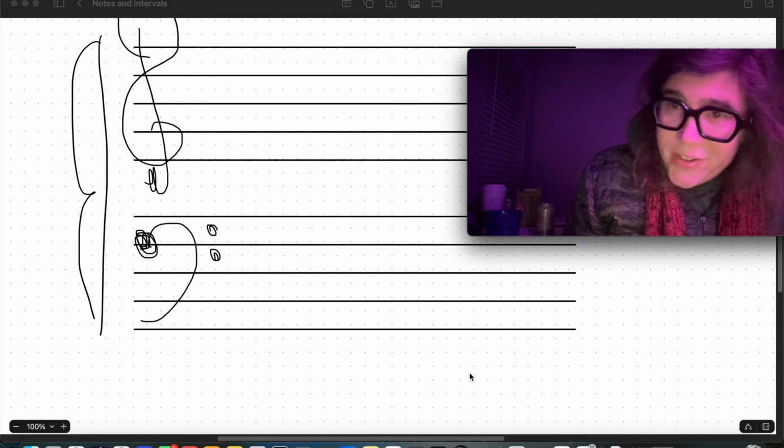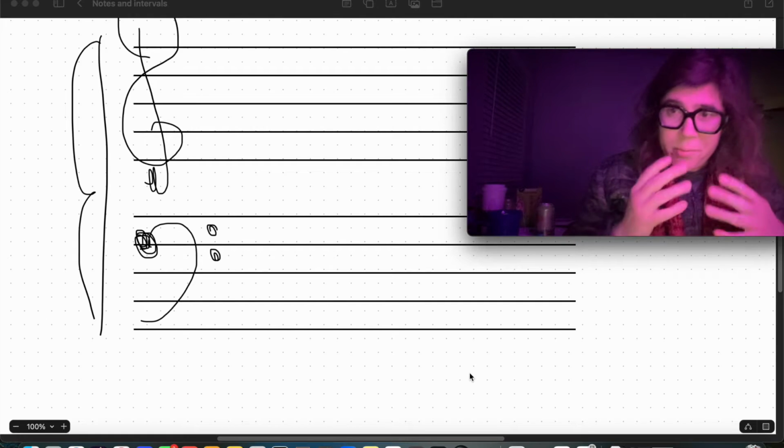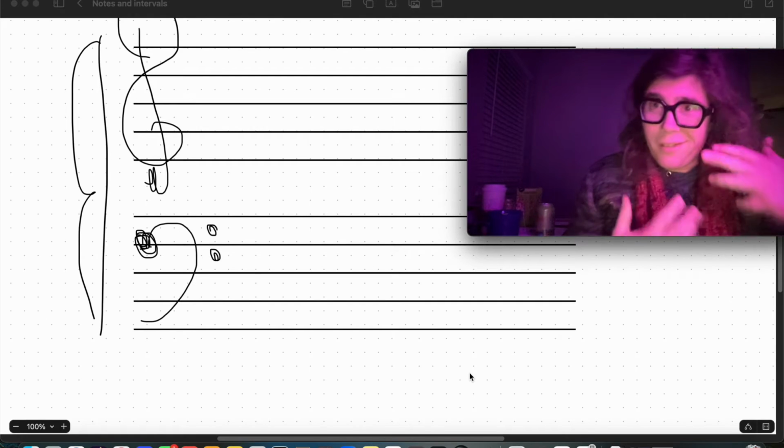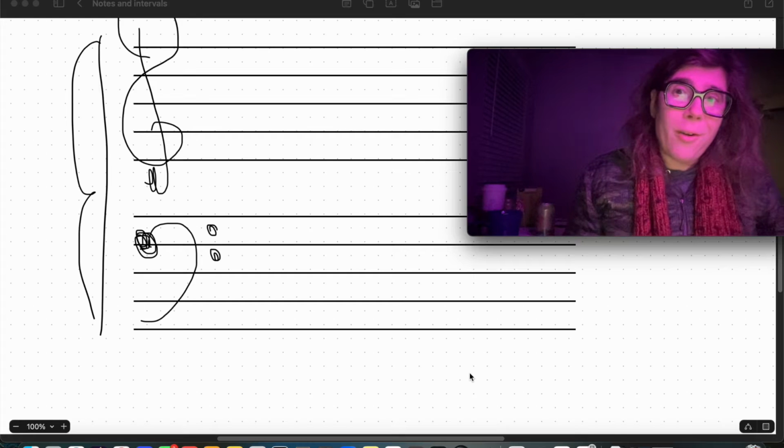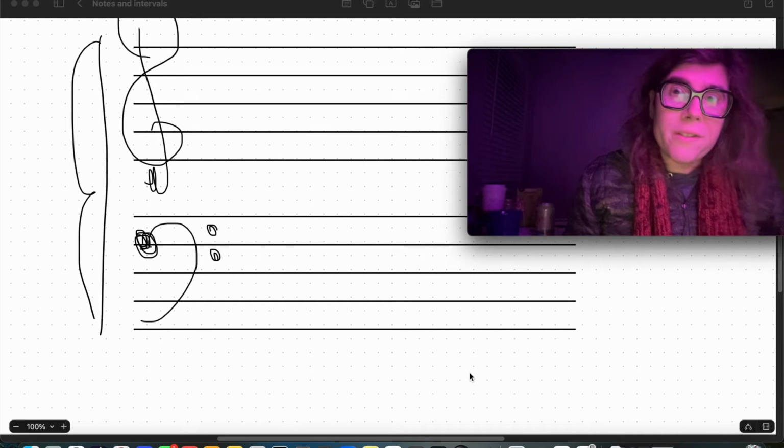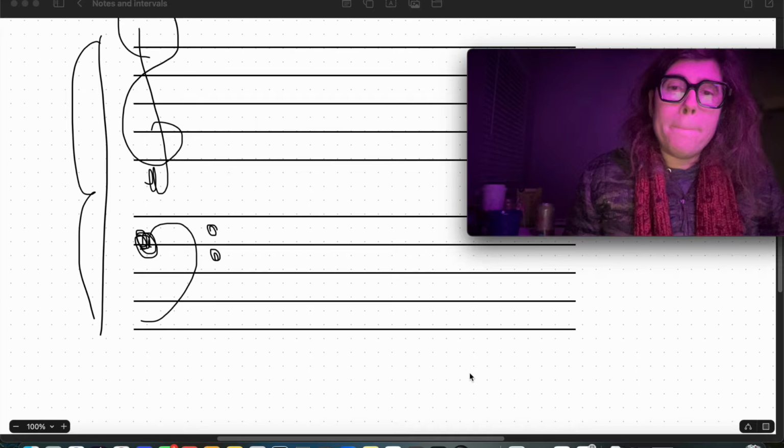Intervals are absolutely necessary for us to understand the relationships between notes, and then in the next video, how intervals can be stacked to make chords. So, let's start here.